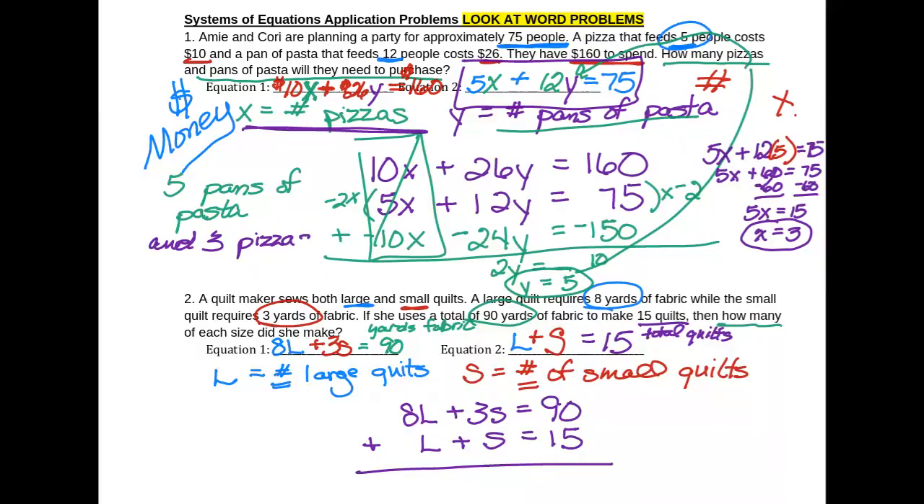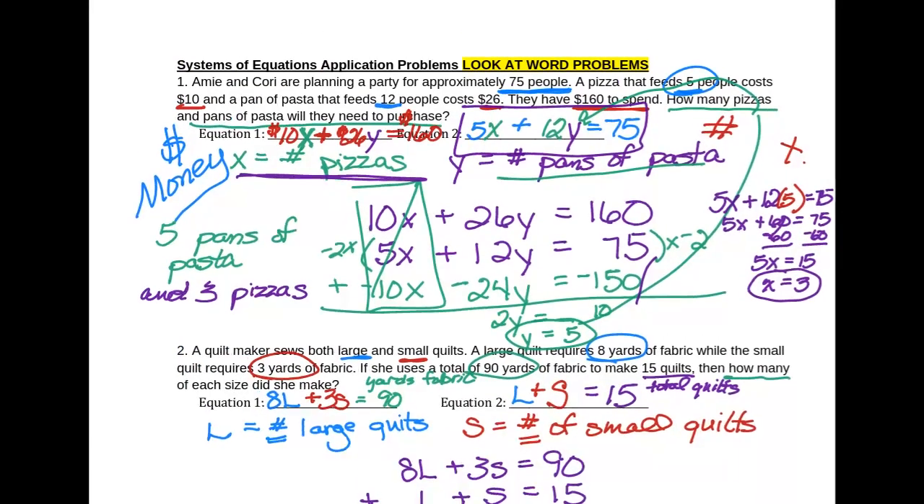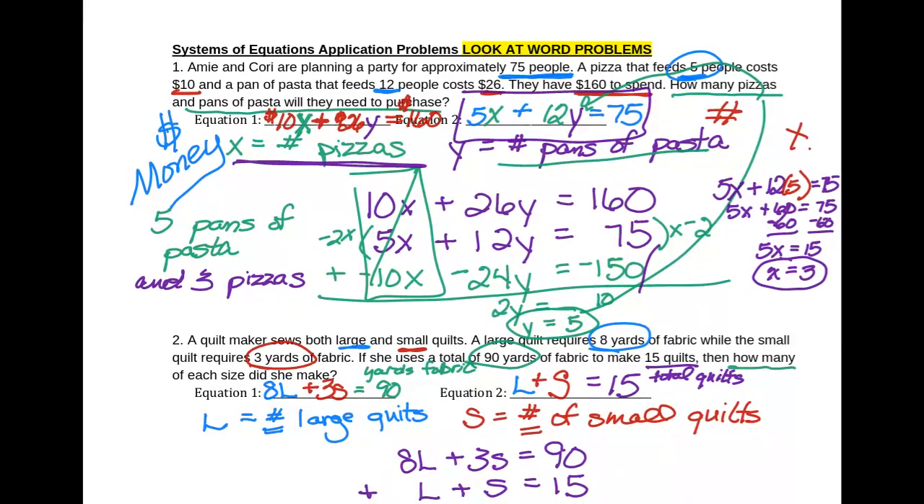So these two girls, I think, well, I don't know the girls, Amy and Corey. Corey could be a guy. They're having this party, and based on the information they give of having 75 people and a max of $160, they are going to end up buying 5 pans of pasta and 3 pizzas.